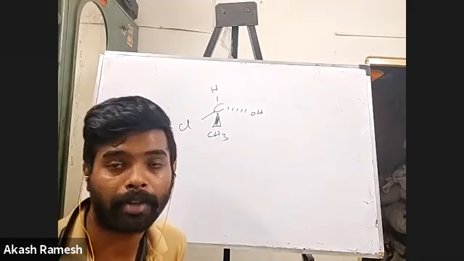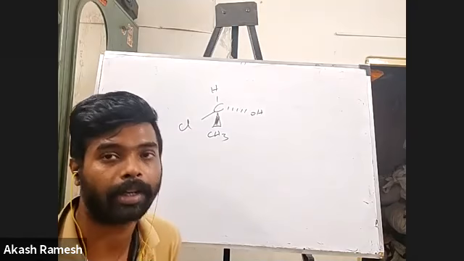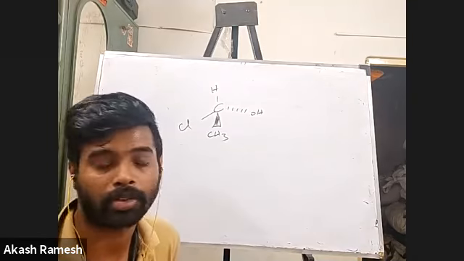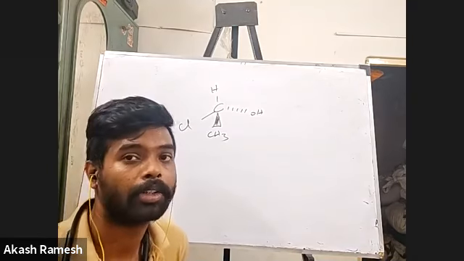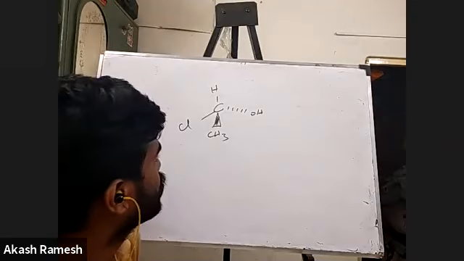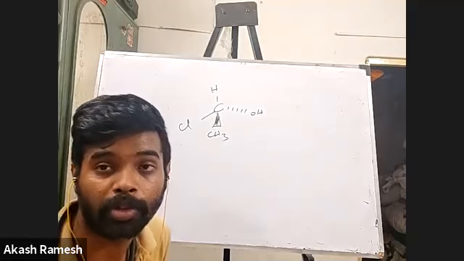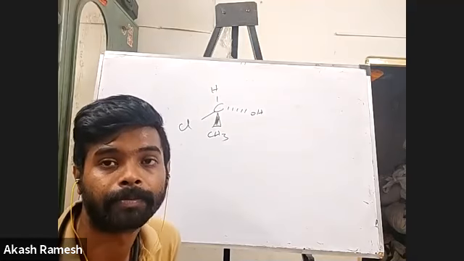Now I have to give the R and S notation for this. The first step is already done. We know what the chiral center is. There is only one chiral center here, so we can easily do it. Now we have to assign priorities. Tell me, out of these four groups, which is going to have the first priority?